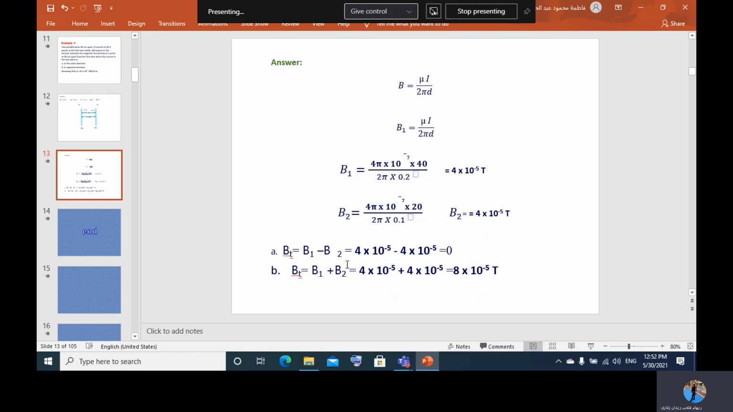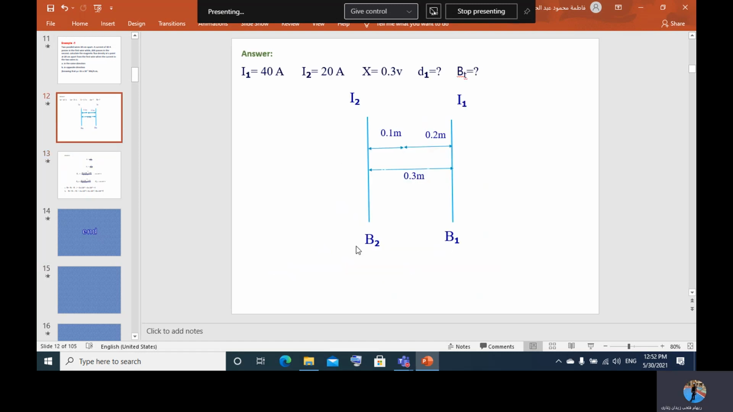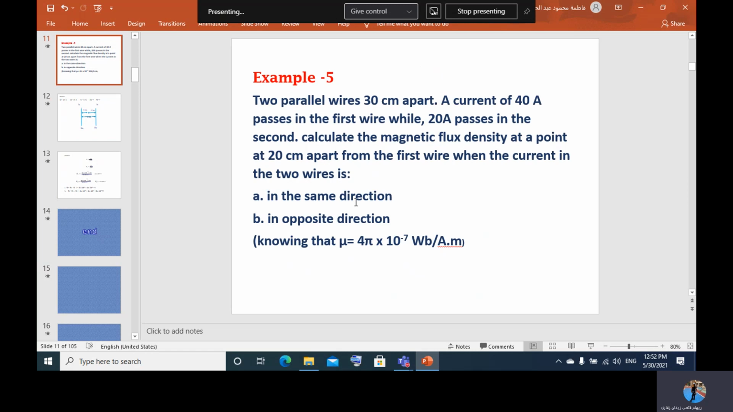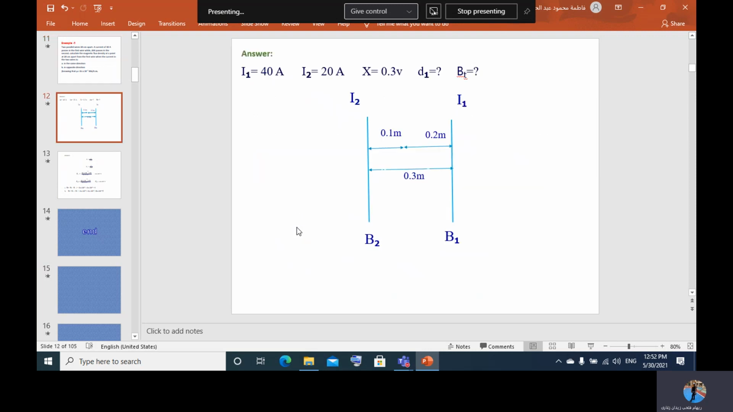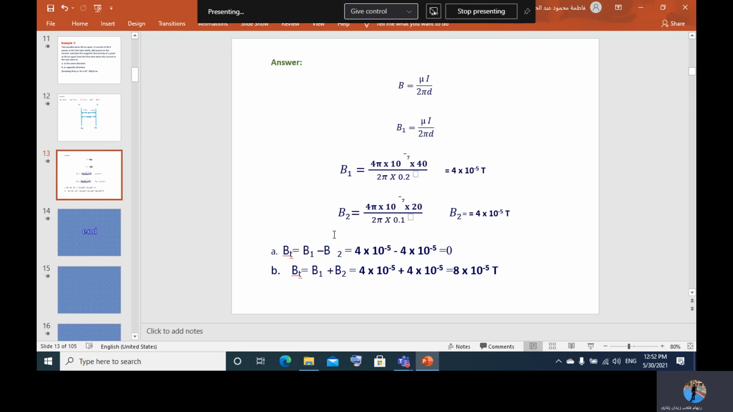Now, the total equals B1 minus B2. Why B1 minus B2? Because he said, look at the question itself, he said what? In the same direction. When the current is in the same direction inside the two wires, it means that the total flux density in between them, I have to subtract. I subtract because the point I consider is between the two wires. That's why I have to put negative. Don't be confused between this.